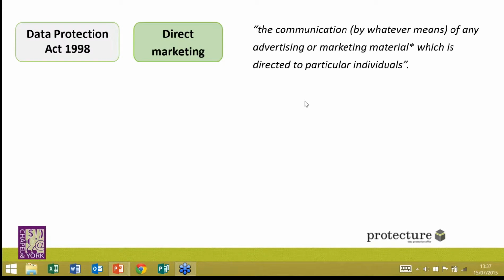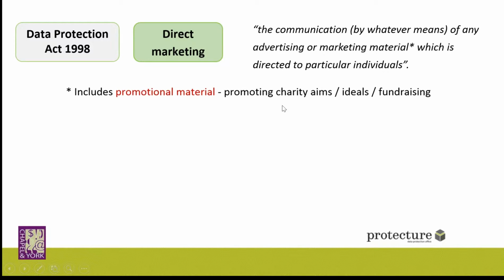I'd like to start by outlining the key definitions and legislation that are involved in this. So first, the Data Protection Act. This defines direct marketing by talking about advertising or marketing material. The key thing to take away is that it does cover promotional material. So promotion of charitable aims and fundraising, so not just commercial marketing and advertising. So if what you're doing involves personal information, so contact details, when and where people studied, their interests, their career, then the Data Protection Act applies.